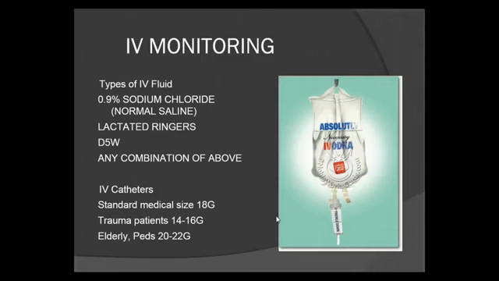are 18 gauge, which is the standard medical size for adults. Your trauma patients will have a 14 or a 16 gauge. Elderly and pediatric patients will have either a 22 or a 20 gauge. Sometimes, in the event of an infant or a neonate, you will have a 24 gauge IV established. These are rare in the pre-hospital setting, and usually those patients will be dealt with by an advanced level partner.